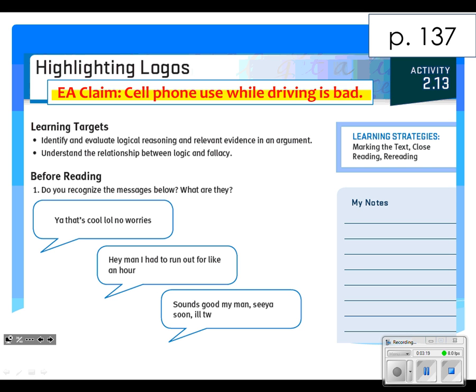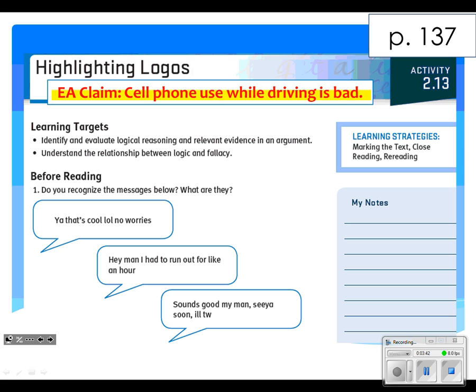So to open up, step one is asking you if you recognize what exactly those conversation bubbles are. What do they look like to you? Yeah, Santiago? Yeah, it's a series of text messages. It's a conversation. Yeah, that's cool. Laugh out loud, no worries.